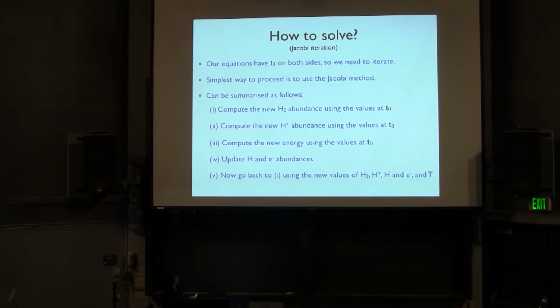It's very dumb. You basically come in and you compute, for example, the reaction rates we just had there. You compute H2 abundance using the values at T0. So you work out your creation destruction terms based on the current state of the gas. You do the same thing for the H+. Then you work out the energy. Then you update your electron fractions and your H fractions based on the abundances that you had from the first step, also at T0. And then you go around again. You just keep doing that until eventually you get to some sort of solution which you think is acceptable. So you have some tolerance, and you say, okay, I'm done. And you keep going around this loop. Okay, so that's Jacobi iteration.